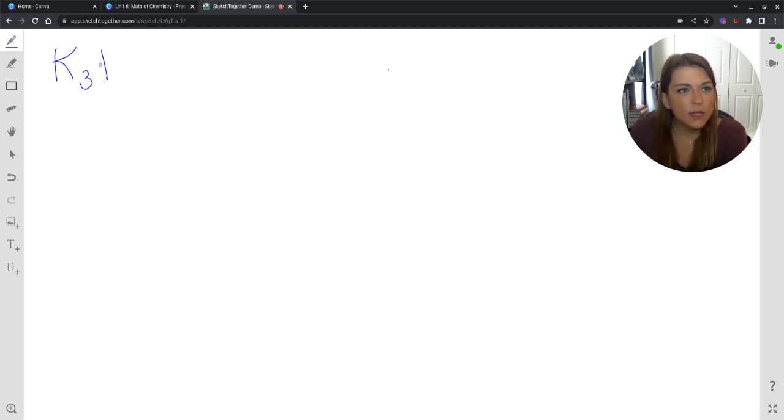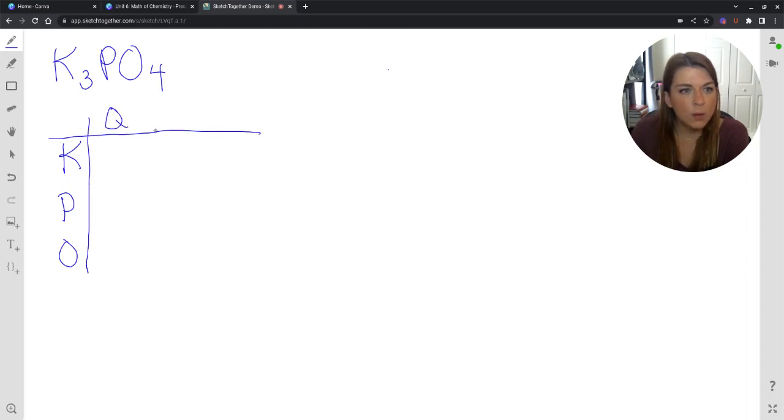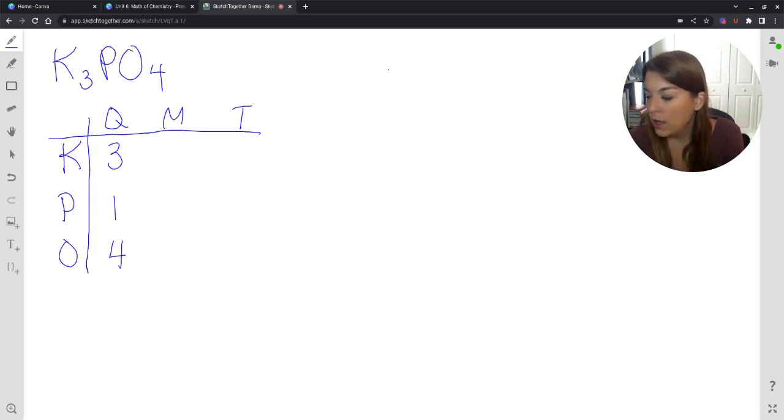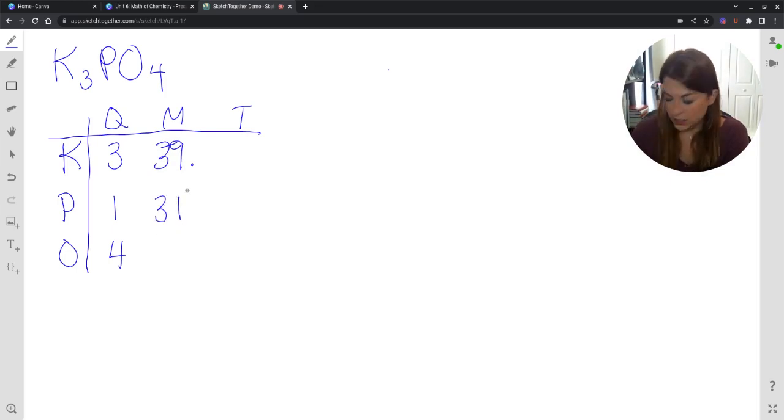So we had the formula K3PO4, and I want to figure out the molar mass for this compound. So I'm going to put this into my QMT chart. And in case you've missed it, I will link this video below on how we figure out molar masses with my methods. Q stands for quantity, so I'm just going to count up everything that I have here. M stands for mass, and that is just going to be pulled from the periodic table. I am looking up potassium. That is 39. It's actually 39.10, but I am not going to mind my decimals here just for the sake of teaching this quickly.